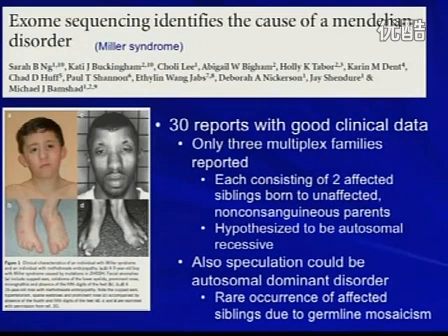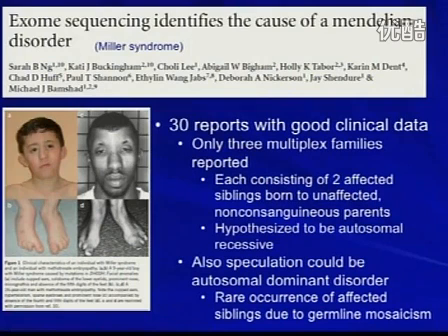In each of these multiple cases, there were 2 affected siblings born to unaffected parents, and the parents were not related to each other. So the researchers in this study were speculating that maybe this is autosomal recessive. I'm expecting 2 mutations, 1 in each allele. But they had to leave the door open. Well, it could be dominant.